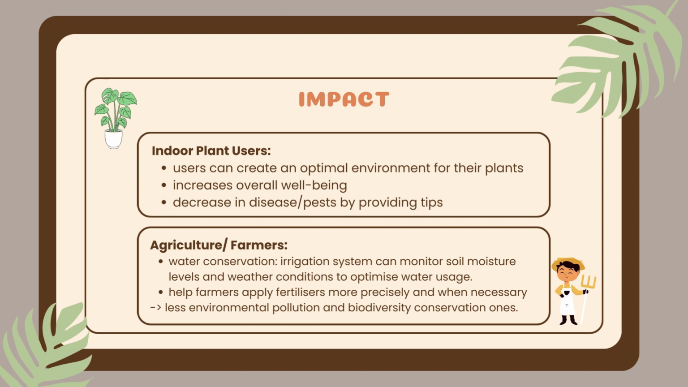The impact that we're hoping to create is that users can create an optimal environment for their plants. It increases overall well-being, as well as there being a decrease in disease and pests. Now, for the larger agricultural business, it would encourage water conservation because an irrigation system can monitor soil moisture levels and weather conditions to optimize water usage. And it can also help farmers apply fertilizers more precisely and when necessary, which would lead to less environmental pollution and biodiversity conservation. Now to our demo.